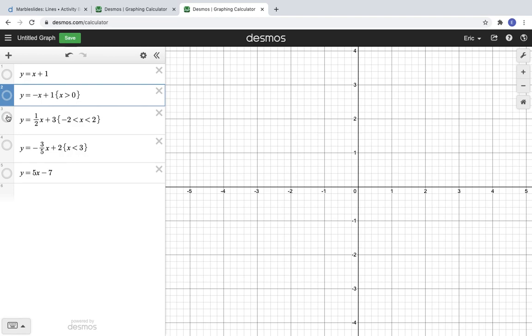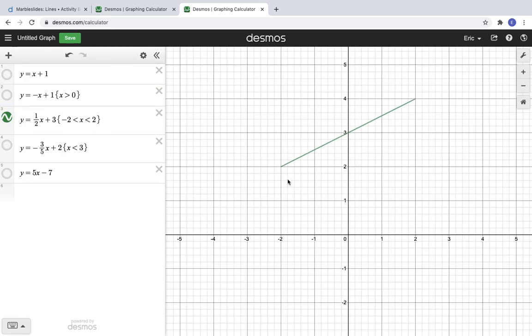Okay, so how about number 3? Let's try to predict this. It is positive, so it is in this direction, inclined to the right. Then the y-intercept is positive 3, so it will cross here. Then the boundary is negative 2 to positive 2 only. Okay, so we're going to click that. This is how it looks: negative 2 to positive 2. It has a positive slope and it crosses the y-intercept.